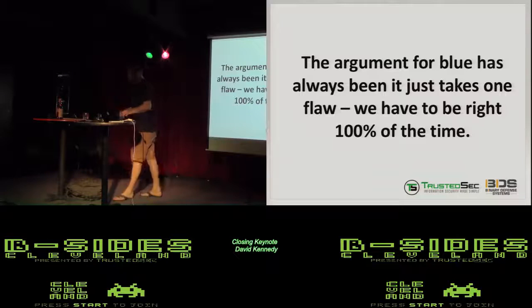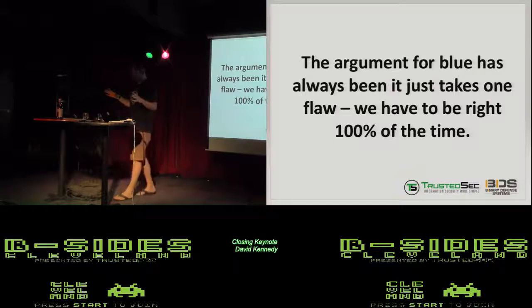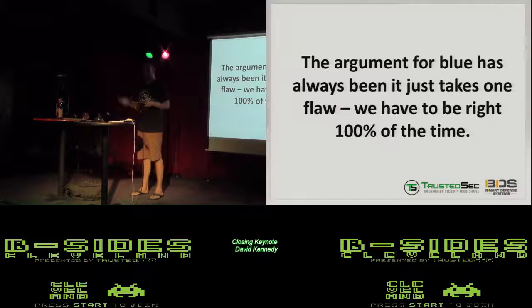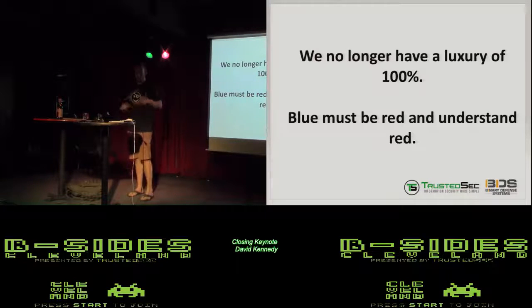Now, the argument has always been in this industry that the blue team has to be right 100% of the time, right? And the red team, or the offense, or the hackers, only need to be right once. So we no longer have the luxury of being 100% right. It's just not possible to be 100% secure. The blue and the red team need to understand that.